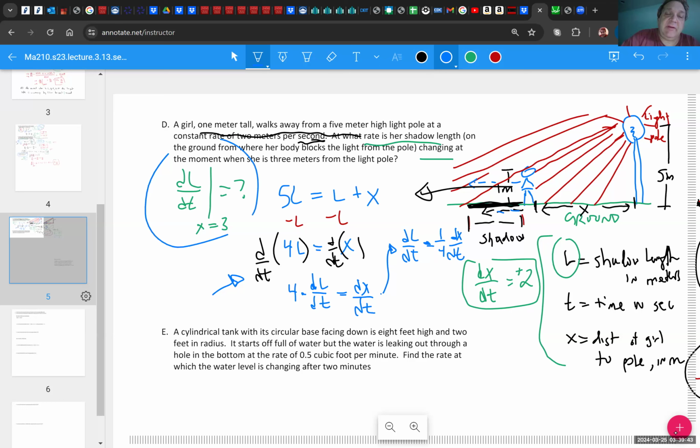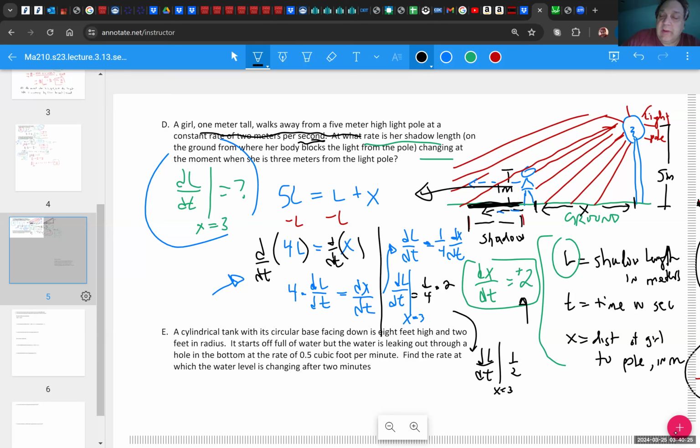Now, our problem asks for dL/dt when x equals 3. So dL/dt at the moment that x equals 3, this looks kind of messy. Well, there's no x to plug into this formula. So I don't have to plug in 3 anywhere because it just says 1/4 dx/dt. Do I know dx/dt? Yes, I know it's positive 2. So I plug in all the information I have, and that tells me that dL/dt at this moment when x equals 3, and other moments, by the way, is equal to 1/2.